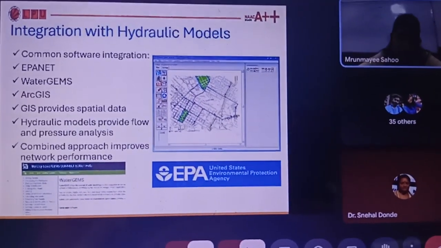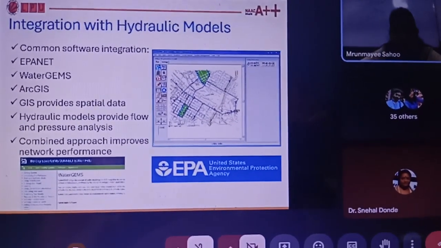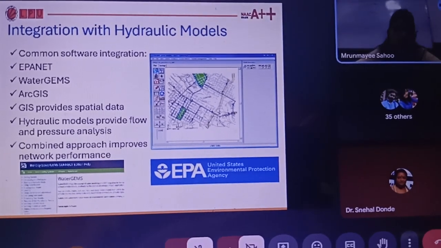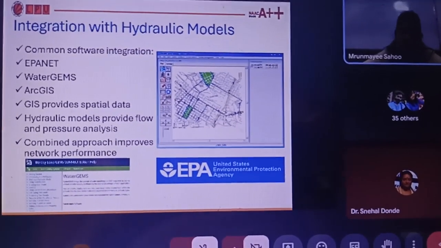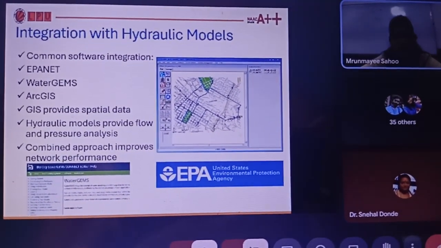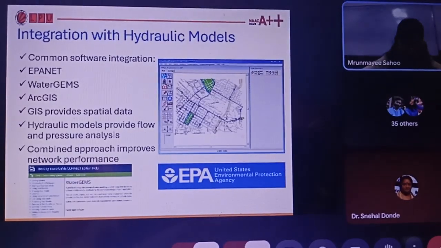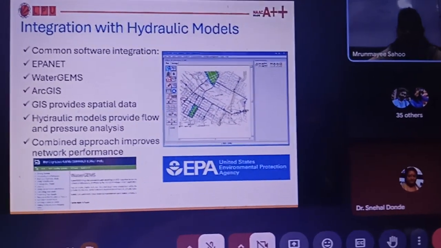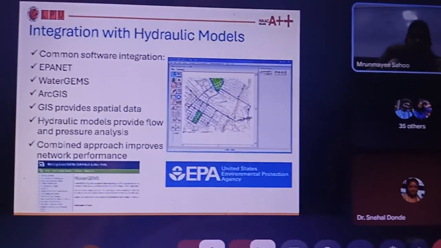Similarly, WaterGEMS, which is given by Bentley. Okay, so you have to buy it, a little bit costlier. So I'll not suggest you to go for WaterGEMS. But if you have Bentley workshop, like in many universities, you have Bentley systems. So if you have Bentley, then WaterGEMS software is free with you.